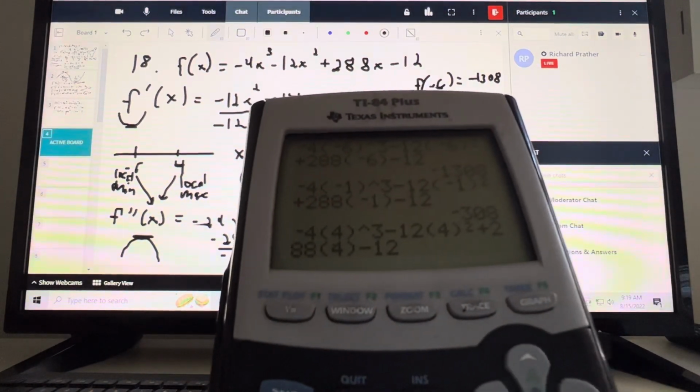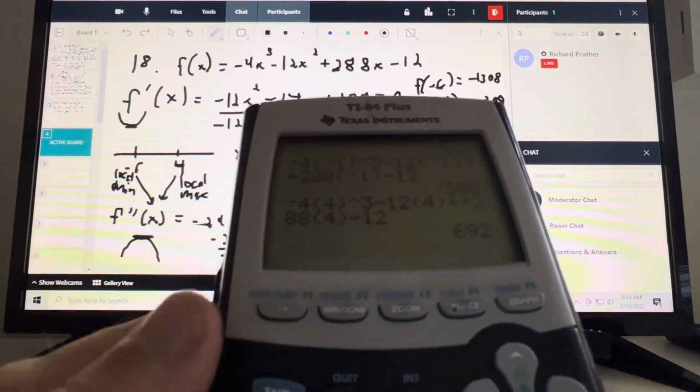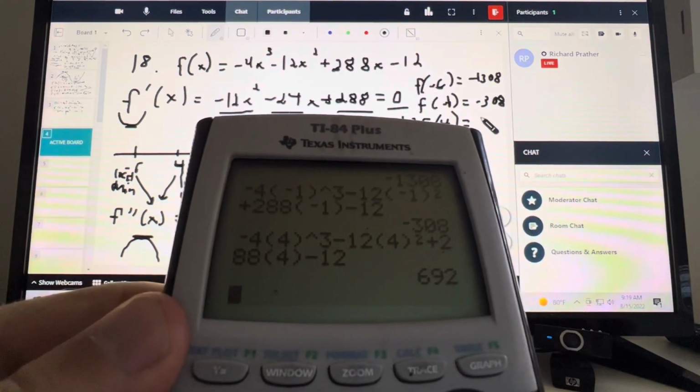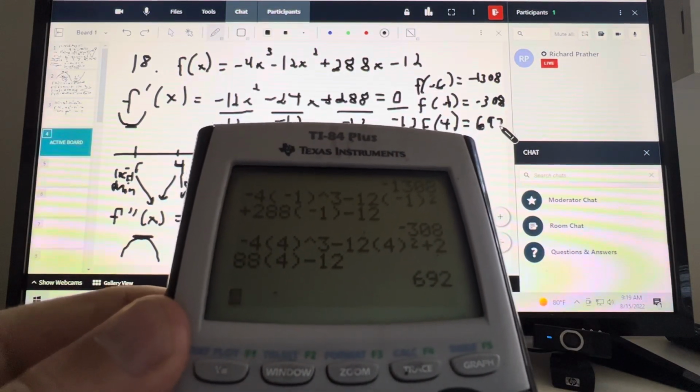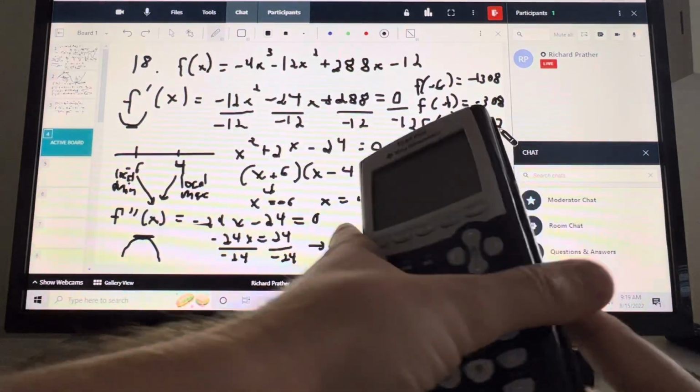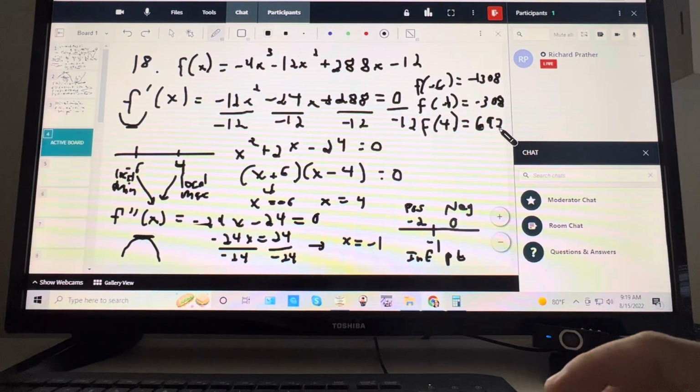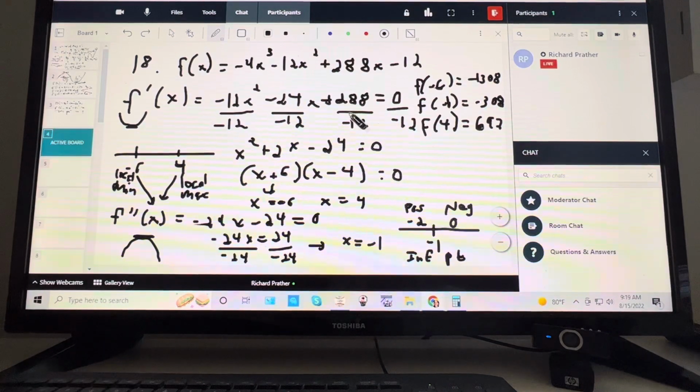This is supposed to be the local maximum, 692. So these 3 points were all determined from calculus knowledge. Then I can use college algebra knowledge. If you have a negative leading coefficient and an odd degree, the end behavior is that it rises on the left and it falls on the right.